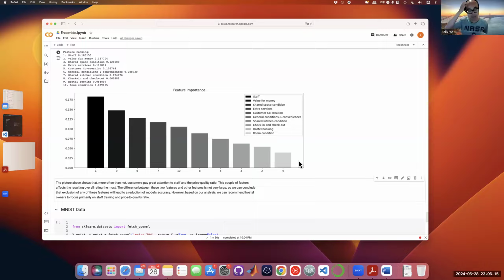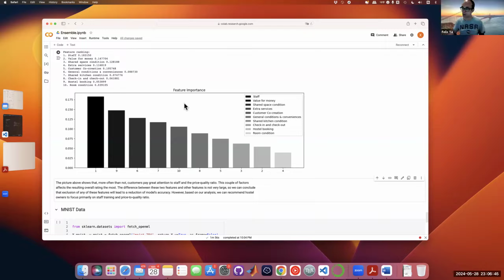But as a very crude analysis, if the hostel wants to have a better rating, the main focus should be on the staff and the value for money. If they can do better on these two categories, then there will be higher chances that the hostel will get better ratings.